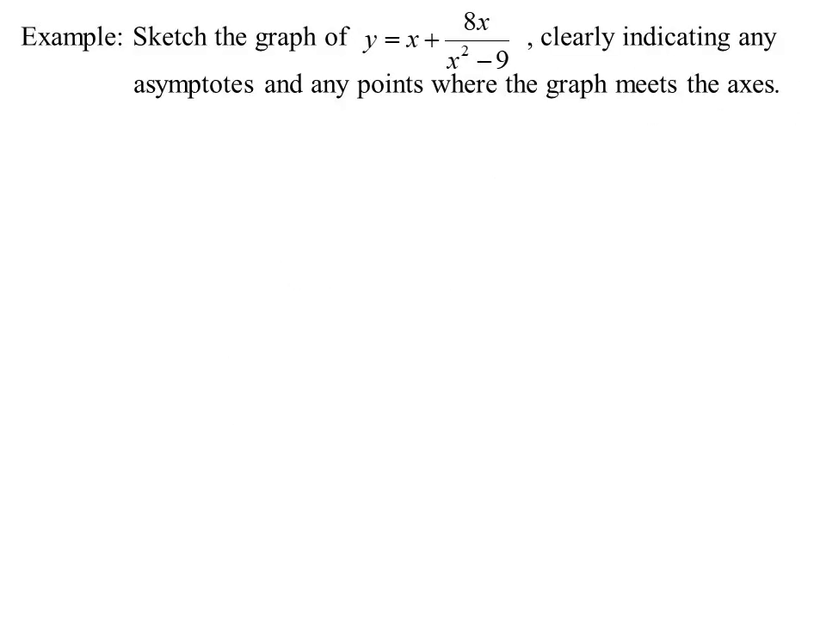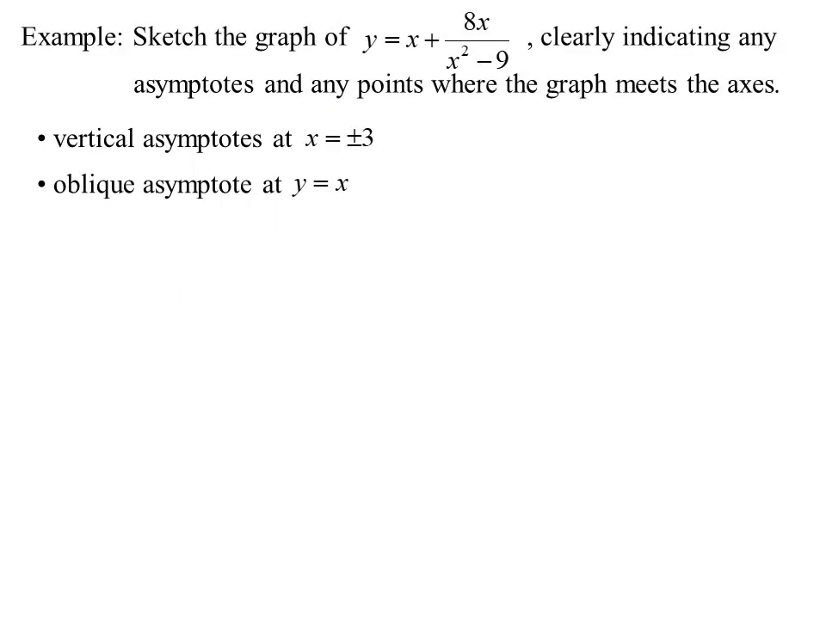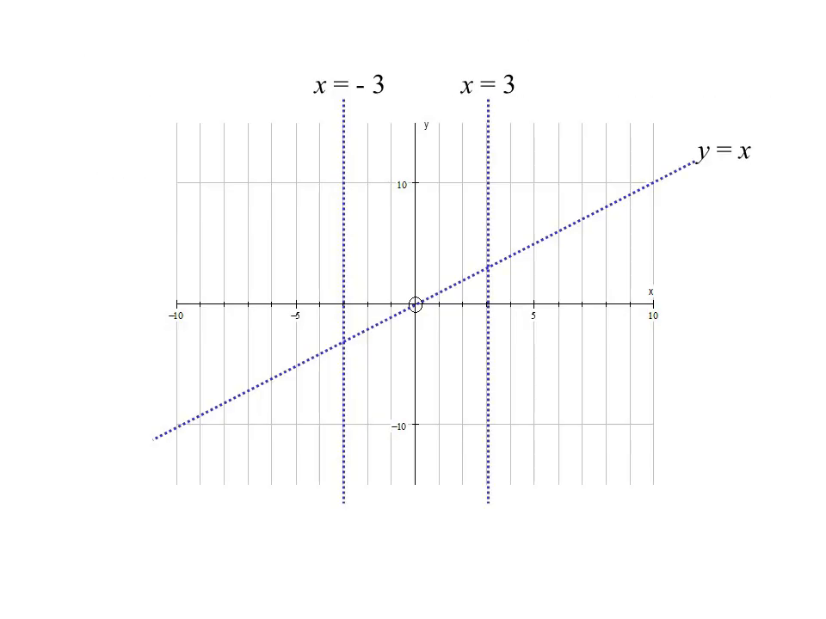Okay, well, let's do this one then. It's already been done for us. We've already got it in the form quotient plus the remainder over the divisor there. The vertical asymptotes I know will be at plus or minus 3. The bottom of the fraction can't equal 0. Pop those in. We know there's an oblique asymptote for this one: y equals x. Let's put that in.